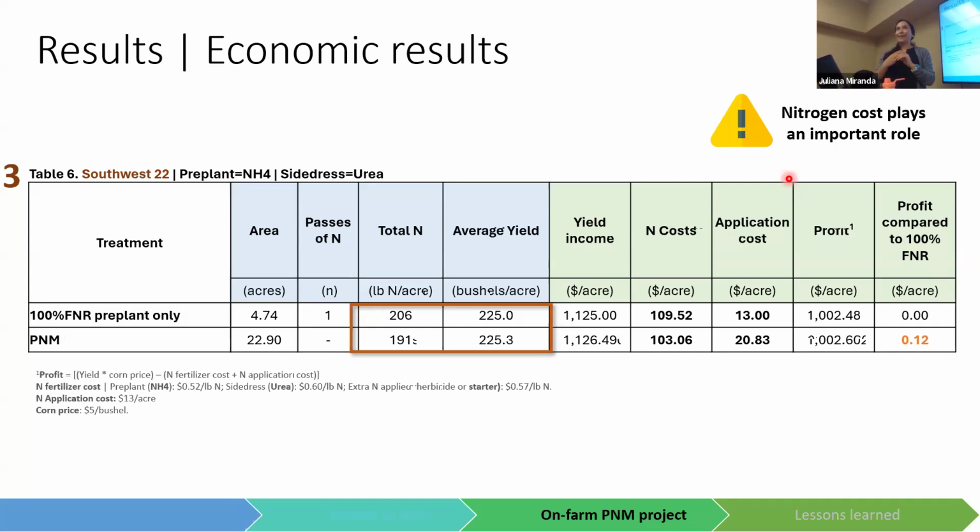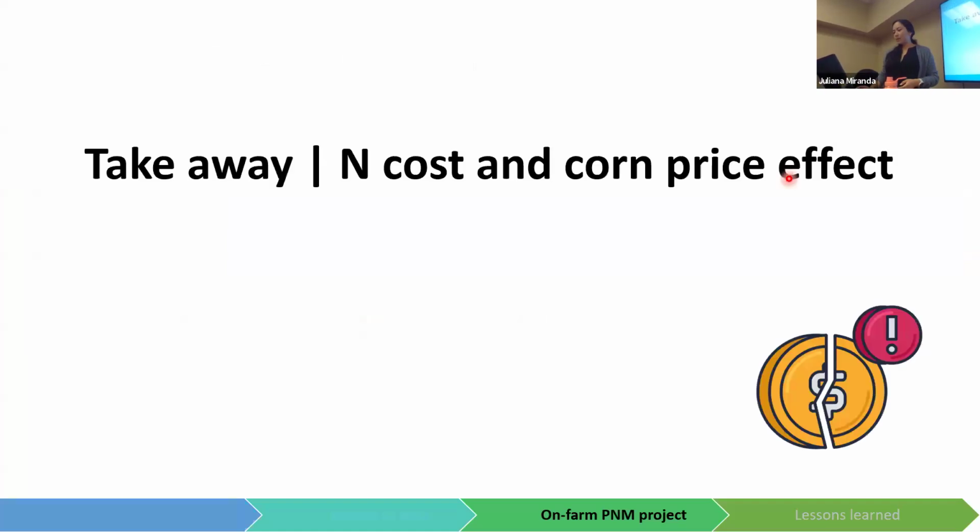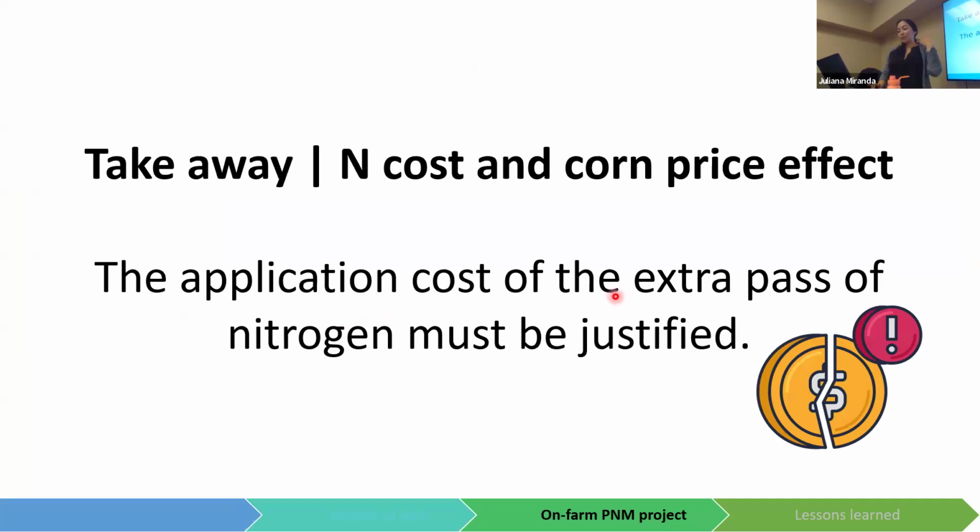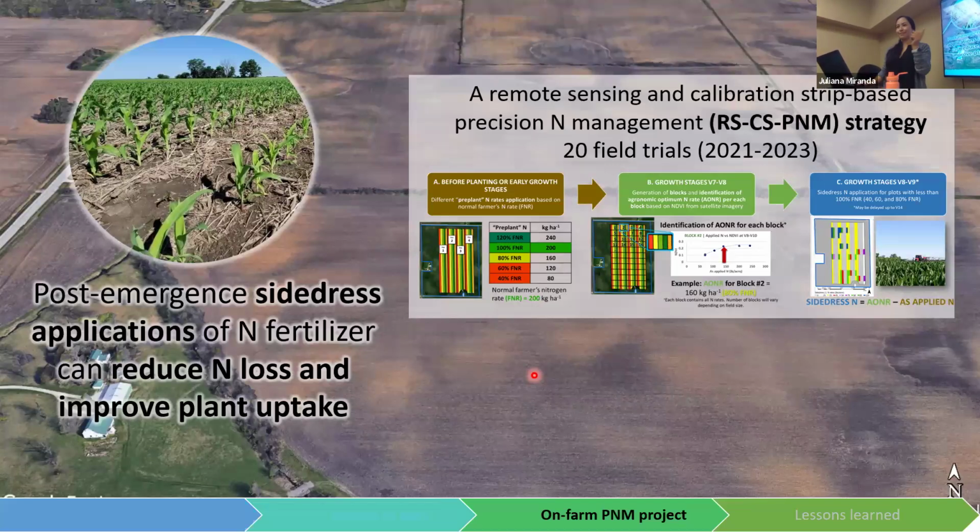For example, let's say I know that I'm going to spend $10 extra, but I can reduce $100 of fertilizer. So I'm saving $90, something like that. But let's say I'm going to pay $10 extra for an application, but I'm saving just $2. So it's not convenient. So the application cost of the extra pass of nitrogen must be justified. And this one is important: for this strategy, the farmers need to do an extra application of nitrogen.